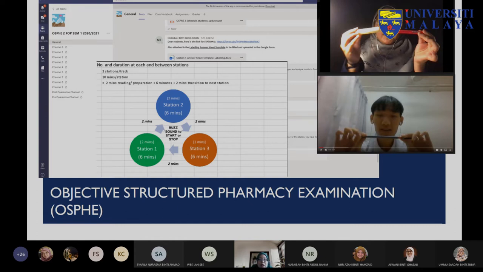For example, station one is basically labeling of medicine. You get a prescription and show how you label the medicine. Station two is device counseling, where you counsel patients on how to use, for example, inhalers, insulin pens, eye drops, glucometers, and things like that.